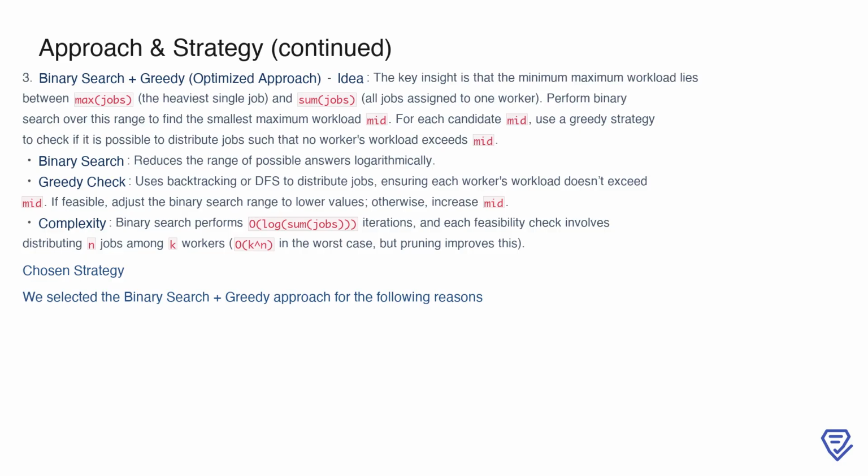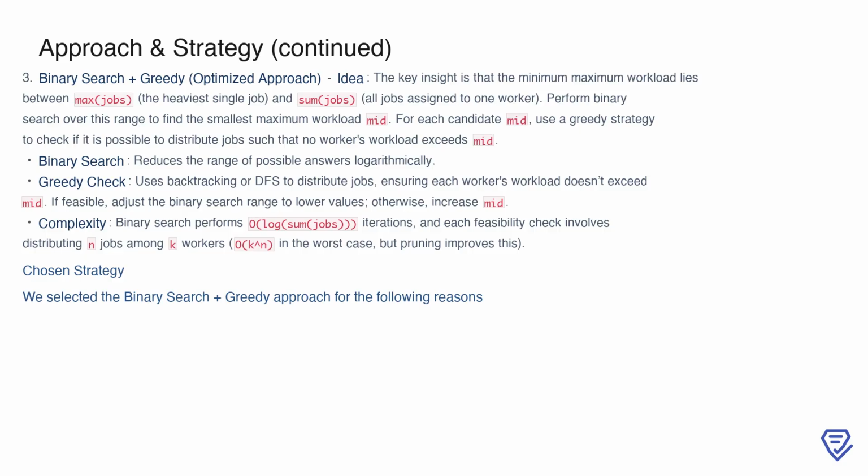Now, let's consider a more optimized strategy, a combination of binary search and a greedy feasibility check. The key insight here is that the minimum-maximum workload must lie between 2 values: the largest job in the jobs array, which is the smallest possible maximum workload, and the sum of all jobs, which represents the scenario where one worker handles everything. Using binary search, we can narrow down this range efficiently.